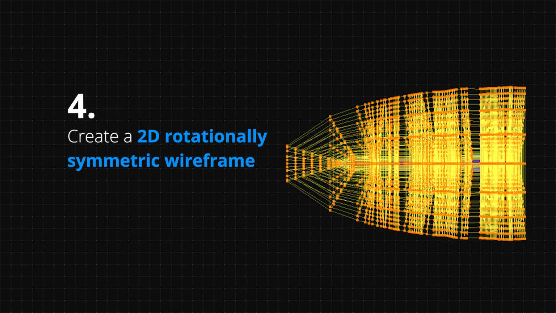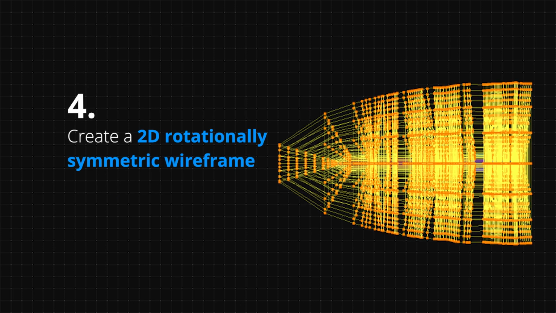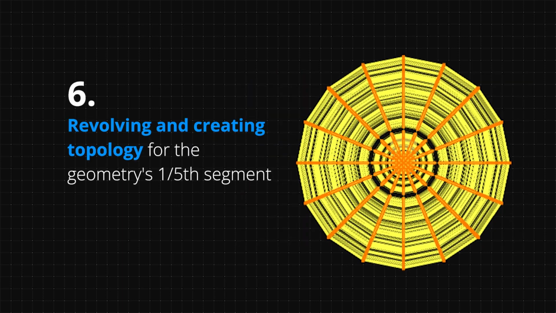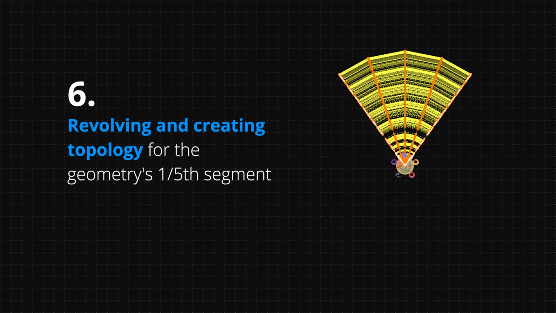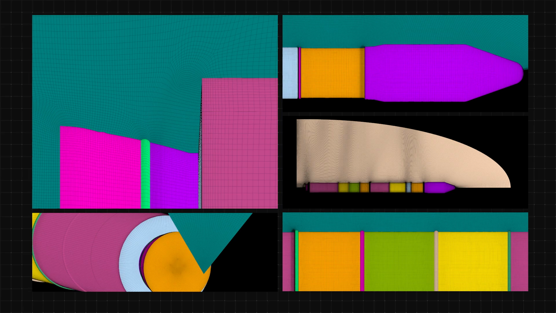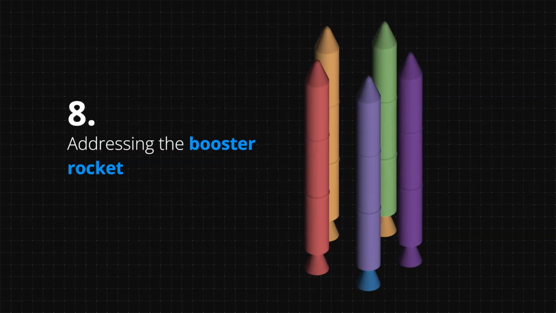Create a 2D rotationally symmetric wireframe. Assignments and density balancing. Revolving and creating topology for the geometry's 1/5 segment. Initial grid computation. Addressing the booster rocket. And then the final grid.